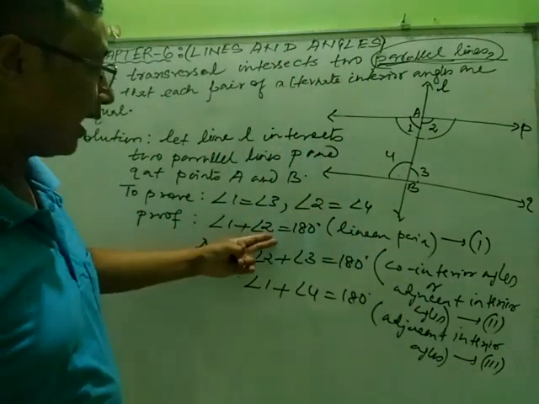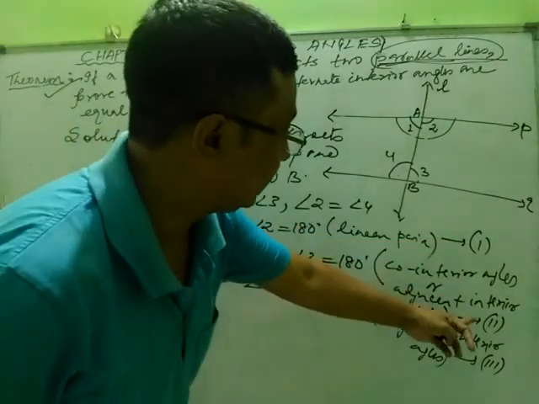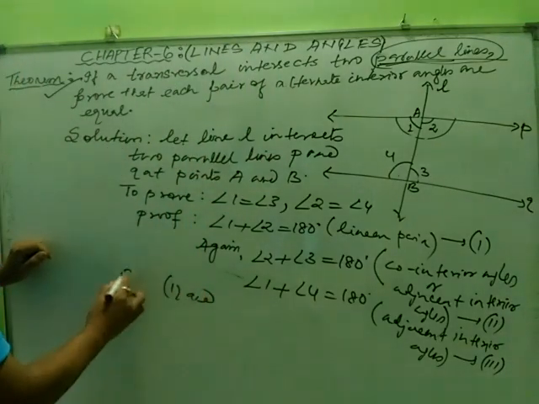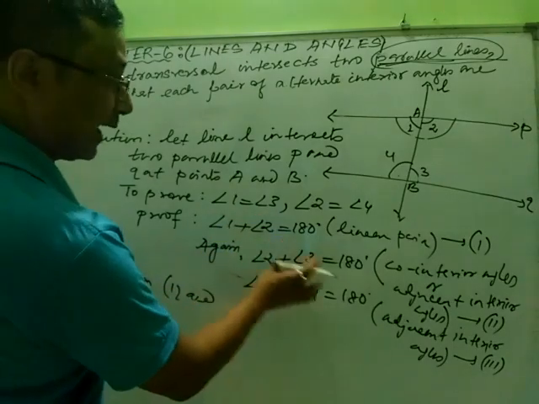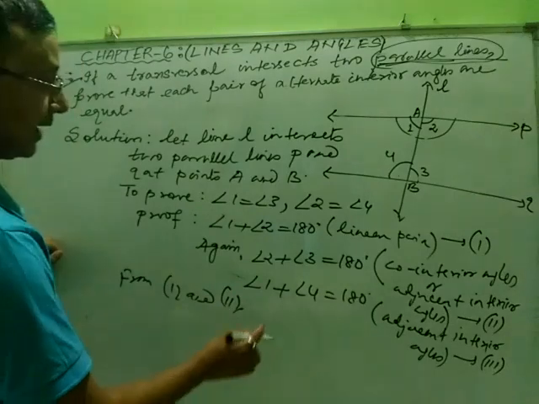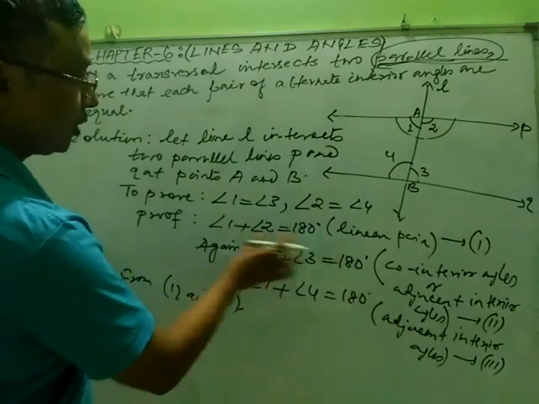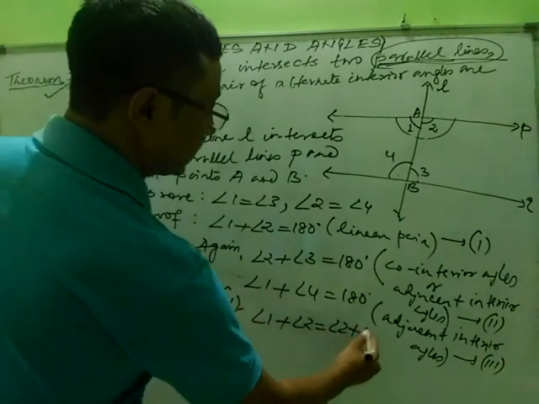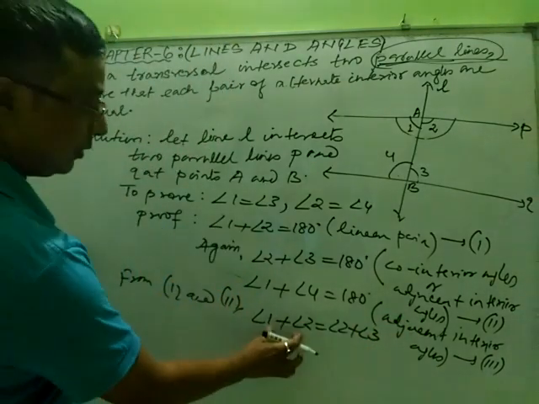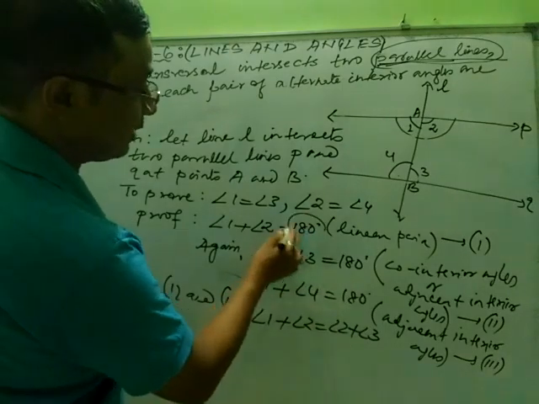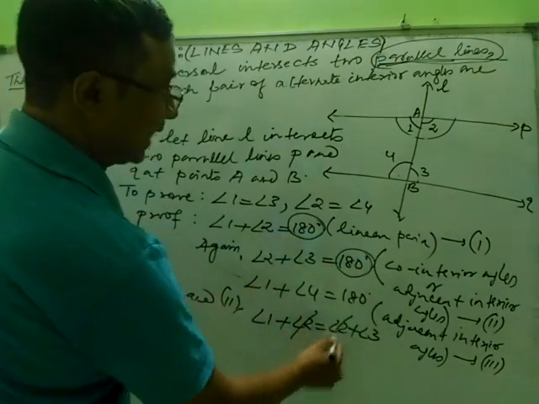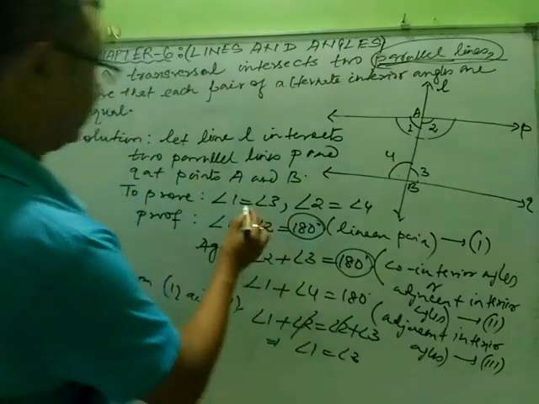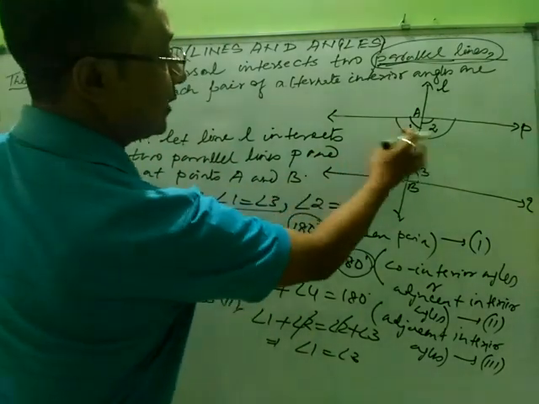Now comparing, you compare equation number 1 with equation number 2, then 2 with 3. So from equation 1 and equation 2, you get the total sum is 180 degrees on both sides. So these two sides are equal. So angle 1 plus angle 2 equals angle 2 plus angle 3. Why? Because the total sum is 180 degrees. So now angle 2 got cancelled. So you got here angle 1 is equal to angle 3. Get this? You have got the first one, so that a pair of alternate interior angles is equal.